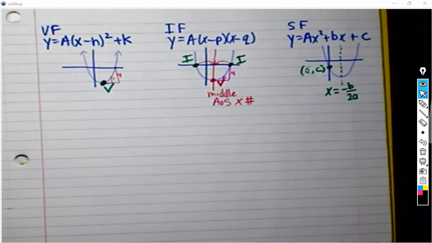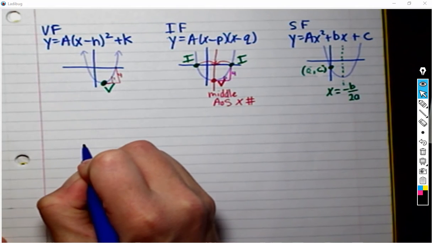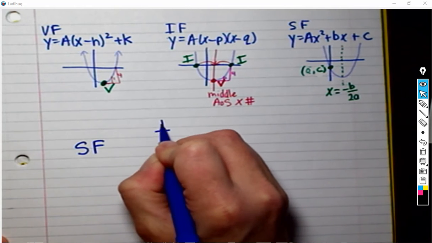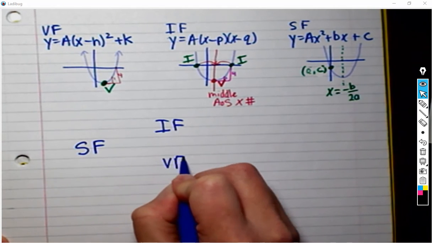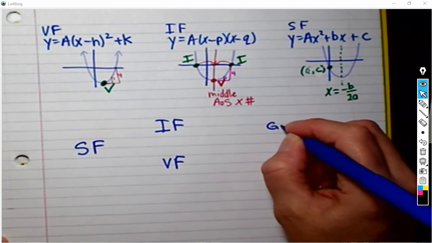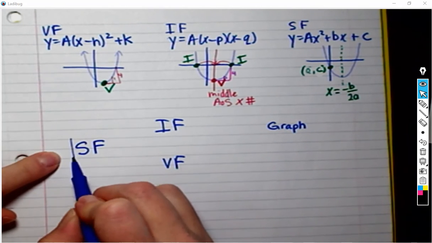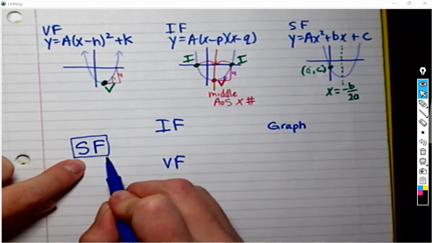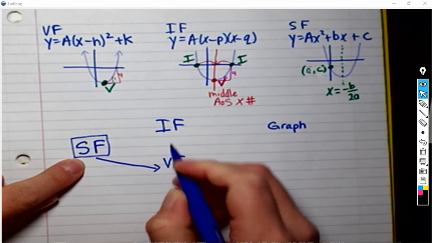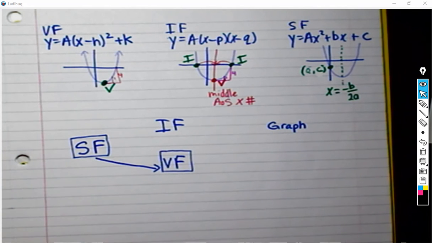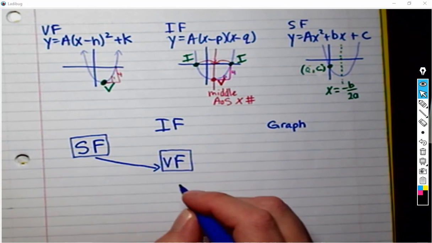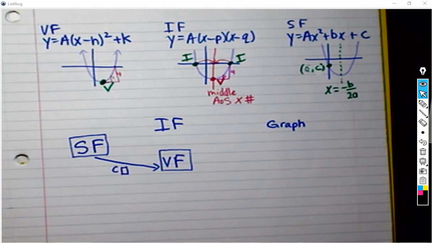Okay, now comes time for the fun part. All right, we have standard form, intercept form, vertex form, and we have a graph. We're going to play Choose Your Own Adventure. Yeah! Okay. Here we go. If I have standard form, how do I get to vertex form? What skill do you use? Not factoring. Complete the square.